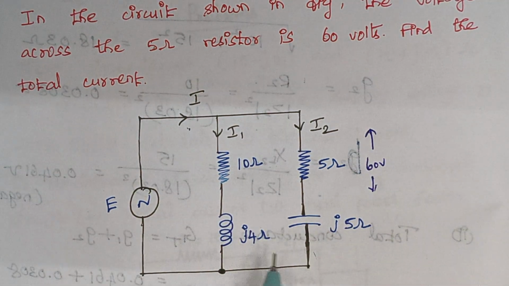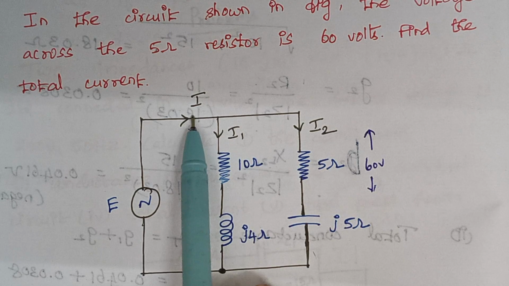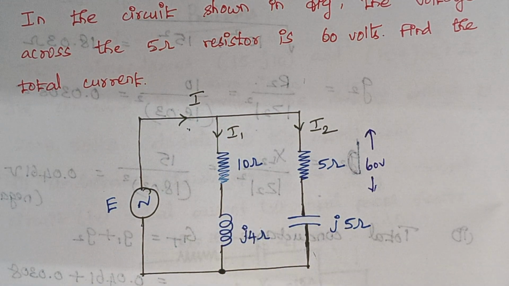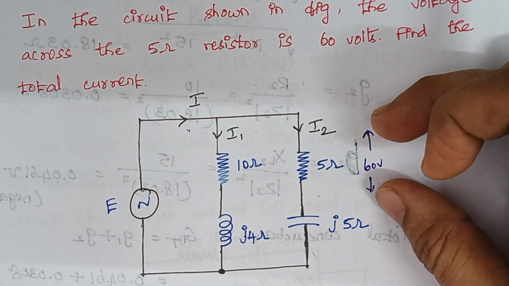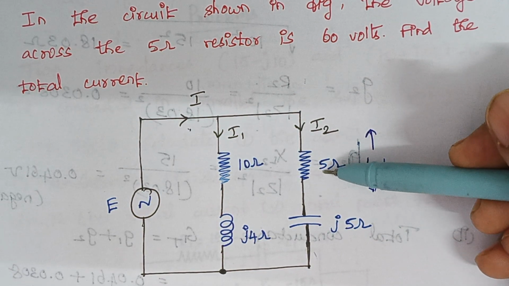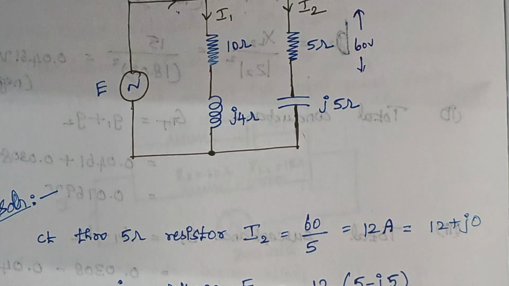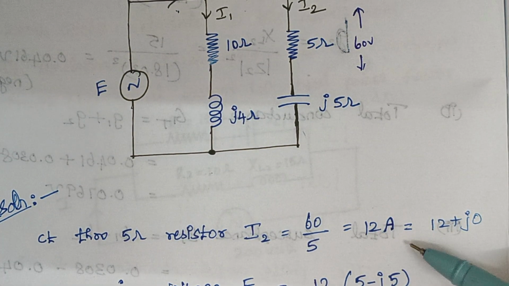You see, as this is a parallel circuit, the current usually gets divided, right? So here I is the total current and this current gets divided into I1 and I2. Now we know the voltage across this resistor and we know the value of the resistor, so we can easily calculate the current that flows through this 5 ohm resistor. The current through the 5 ohm resistor is 60 by 5, that gives the answer of 12 amps, right?